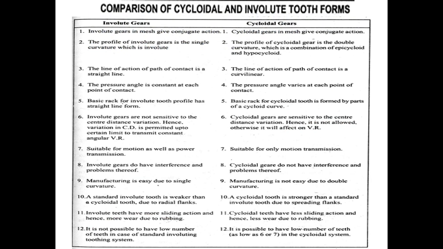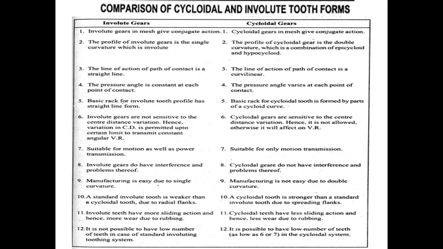Comparison of cycloid and involute tooth forms. This is the important difference between them. Involute gears in mesh give conjugate action. Cycloid gears in mesh give conjugate action. The profile of involute gears is a single curvature, which is the involute.